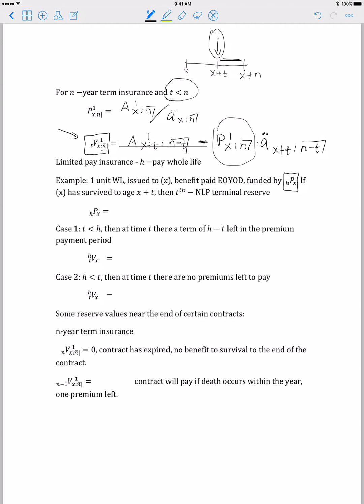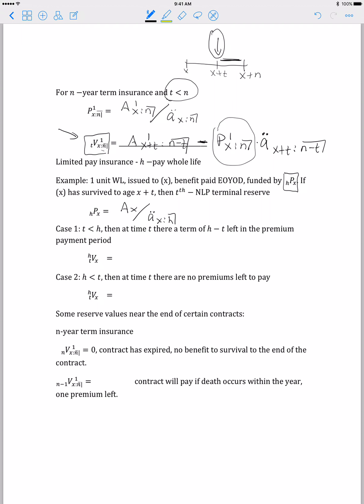If X has survived to age X plus T, then the T net level premium terminal reserve is, okay, so I go through the same process. First I calculate the premium payment. So the level premium payment, let's see, it's whole life issued to age X. And now there are H payments, so it's a temporary life annuity due with a term of H. H year term annuity due issued to X. So that's my level payment.